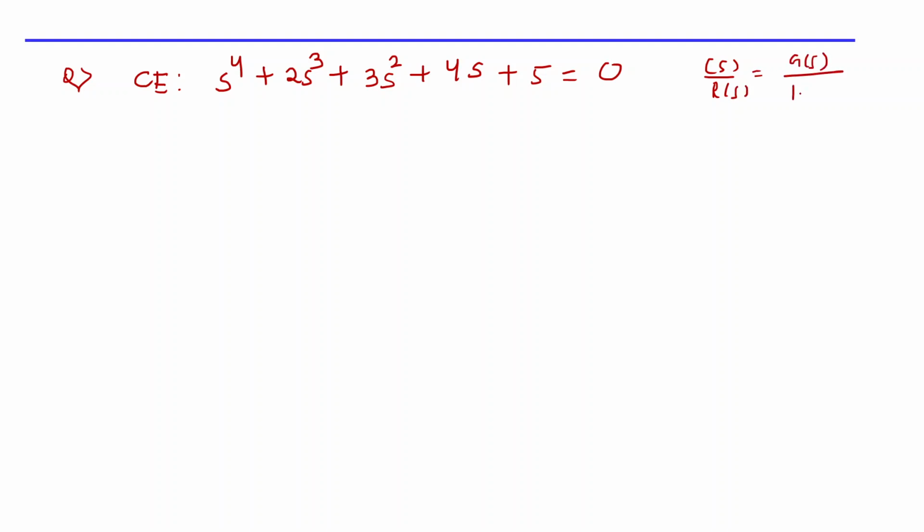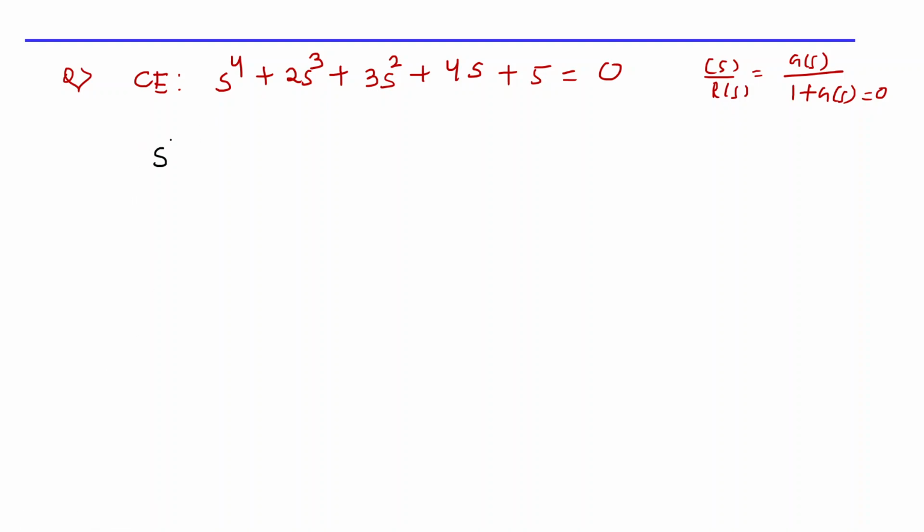Let me go to s fourth plus 2s cube plus 3s square plus 4s plus 5 equal to 0. Then tell me how to solve this question for system stability. This is the characteristic equation, it means from C(s) by R(s), G(s) divided by 1 plus G(s). You make 1 plus G(s) equal to 0, and you get this equation. Then tell me whether the system is stable, unstable, or marginally stable. So how to do that? You just apply the RH criterion, it is the best way.